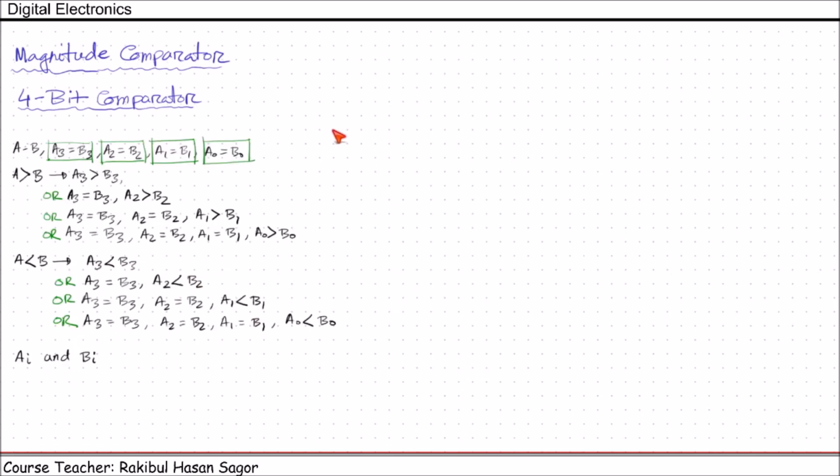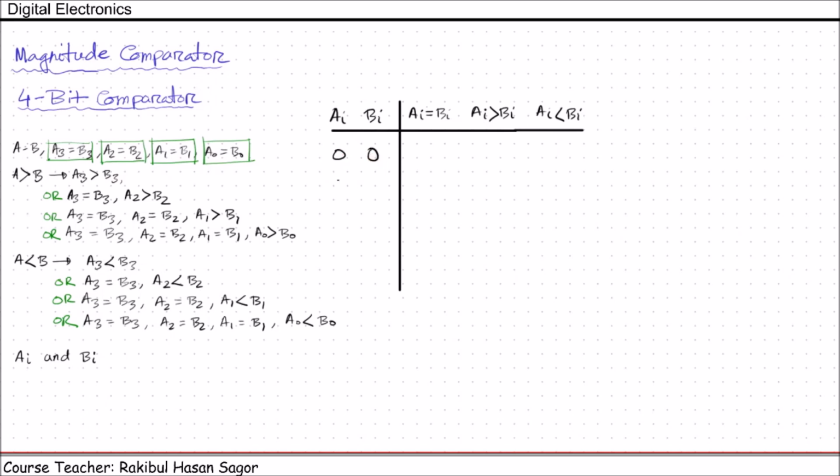Let us draw the truth table first for the single bit magnitude comparator. We have AI, BI. Here we have AI equals BI, AI is greater than BI, and AI is less than BI. We can have four combinations: 00, 01, 10, 11. These are the four combinations.